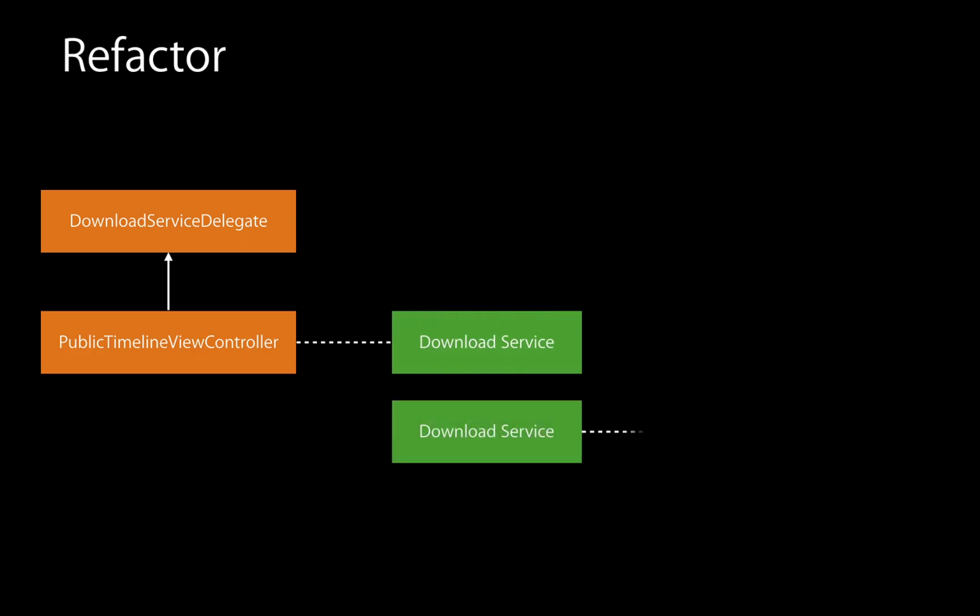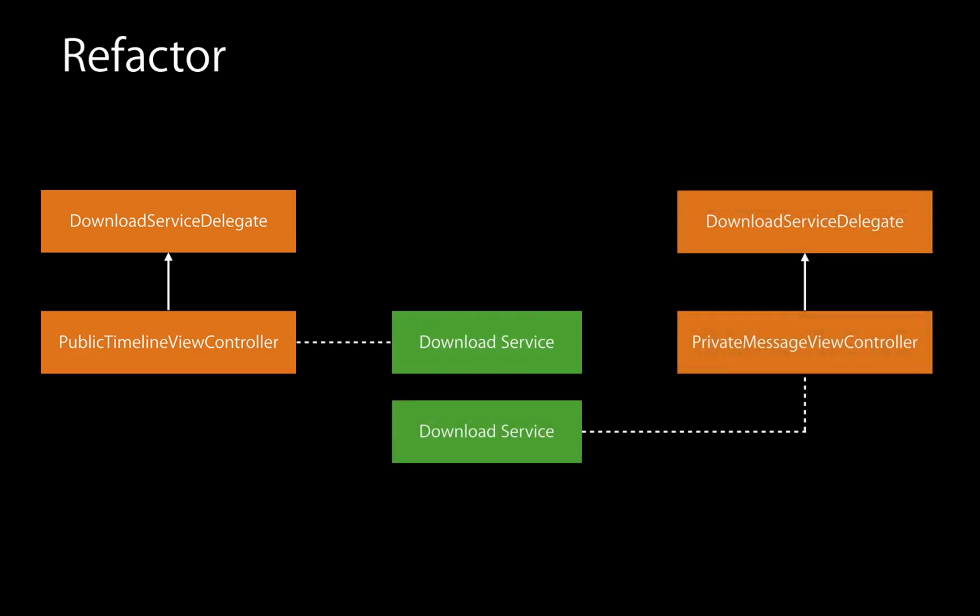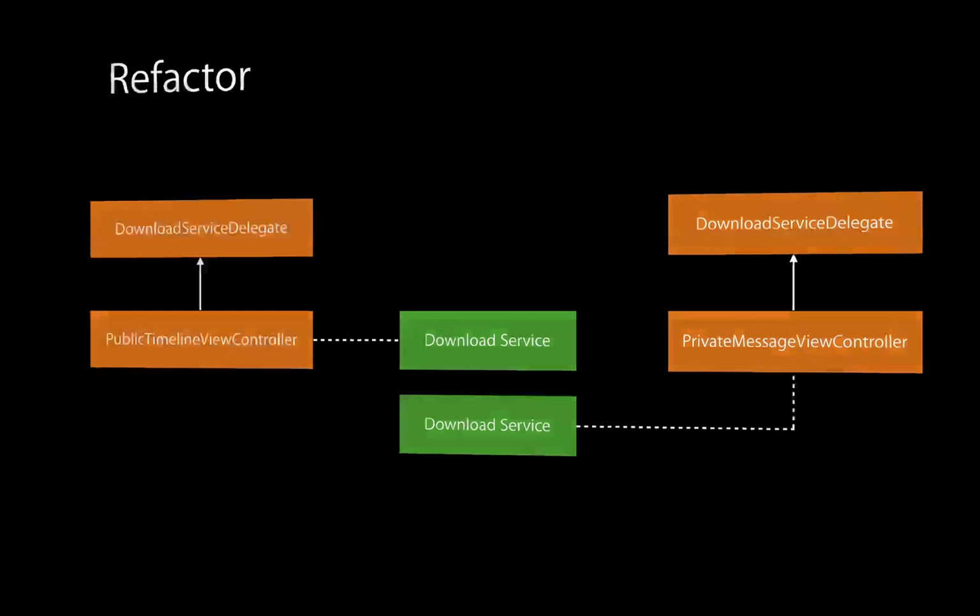Now, when we need to use this again to interface with the private message view controller, it implements that download service delegate, and the download service doesn't have to know anything about either of those types other than the fact that they implement that protocol. All right, and with that, let's go take a look at the demo.